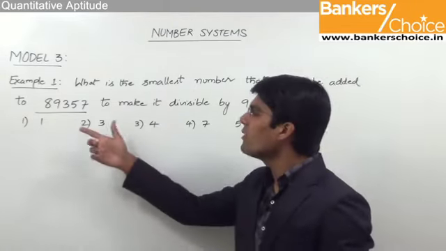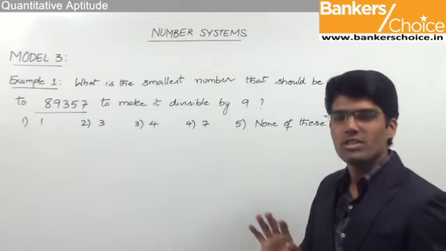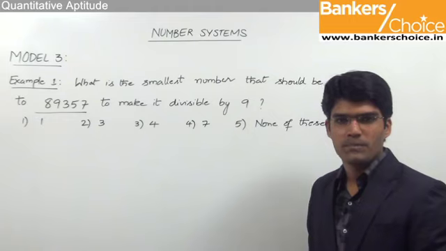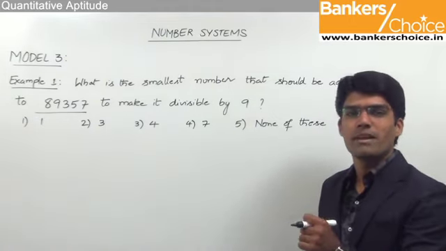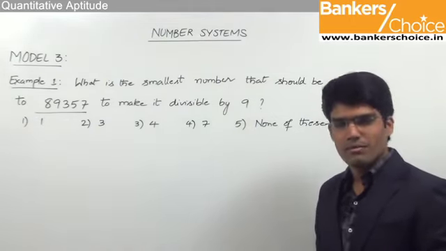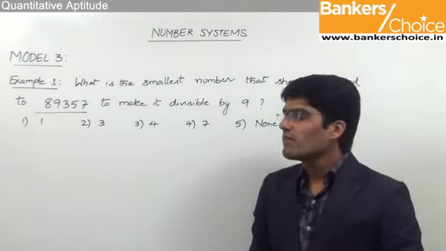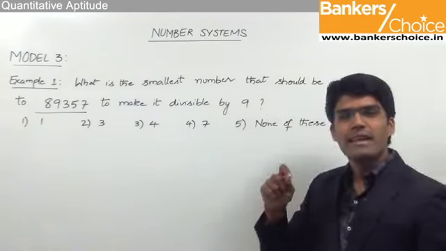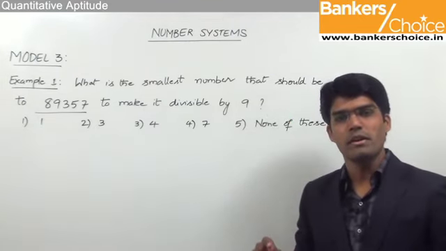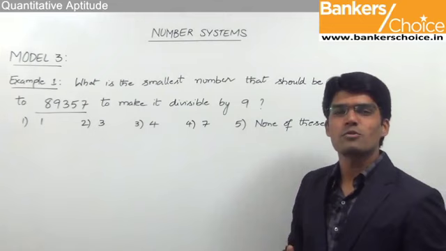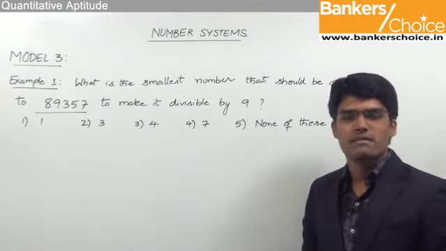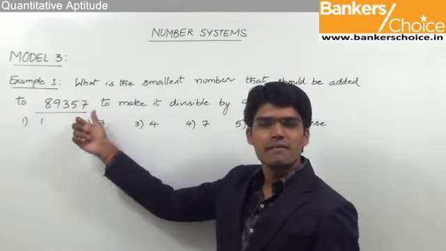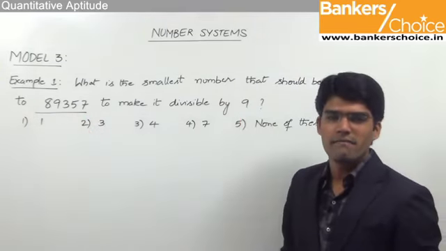That means as of now, the given number 89357 is not divisible by 9. If we add something, only then it becomes divisible. So we need to find out what smallest number can be added so that it becomes divisible by 9. One way of solving the question here is to divide the number 89357 by 9 and find out the remainder. And depending on remainder, we can decide what has to be added so that the number becomes divisible by 9. But that becomes a lengthy procedure. Why? Because dividing 89357 by 9 itself may take about 10-15 seconds.